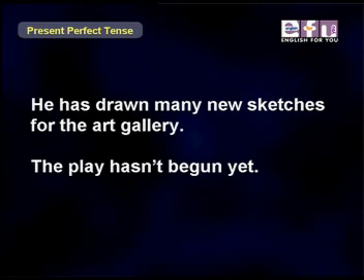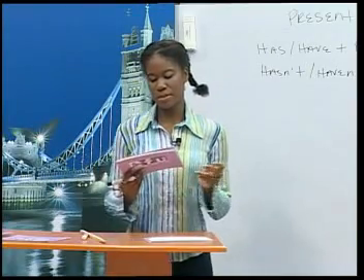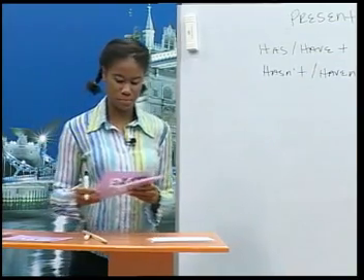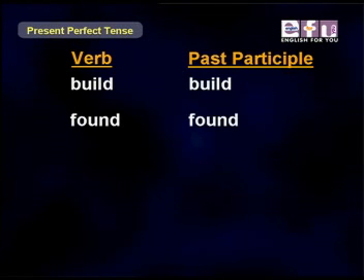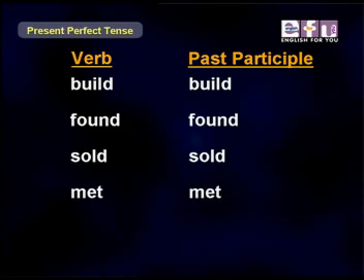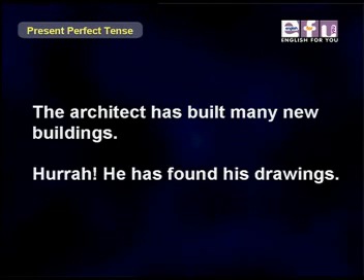Take a look. He has drawn many new sketches for the art gallery. The play hasn't begun yet. Now, some present perfect verb forms are the same as the past form. For example, built and built. Found, found. Sold, sold. Met and met. Here are some examples. The architect has built many new buildings. Hooray, he has found his drawings.